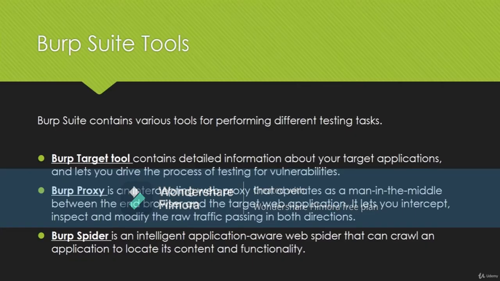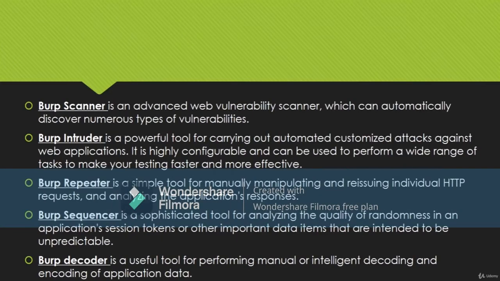We will also be using Burp Spider. This tool is extremely helpful in case of finding XSS vulnerability, also known as cross-site scripting vulnerability. It is an intelligent application-aware web spider that can crawl an application to locate its content and functionality. Then we have Burp Scanner. This is also an advanced web vulnerability scanner which can automatically discover numerous types of vulnerability. Burp Scanner basically scans the whole website for the possible vulnerabilities.